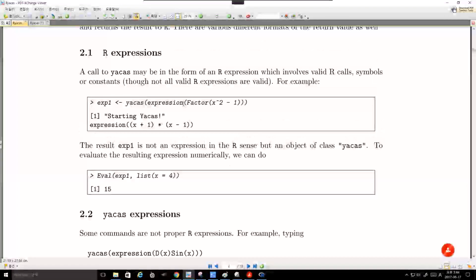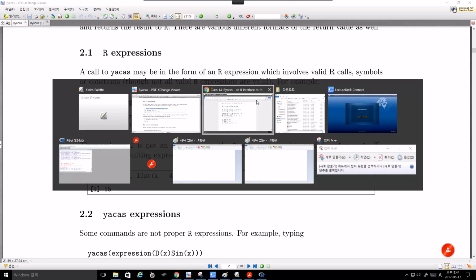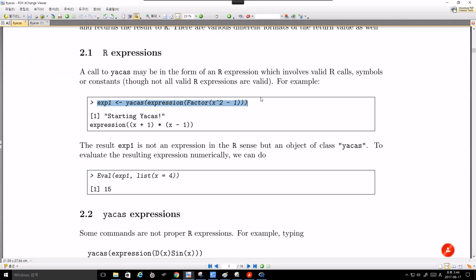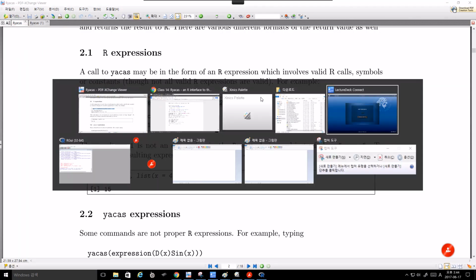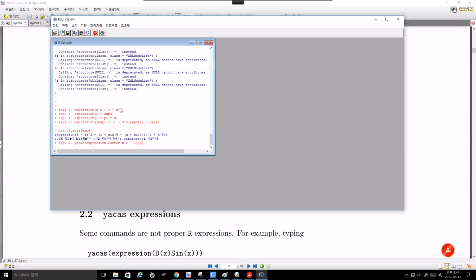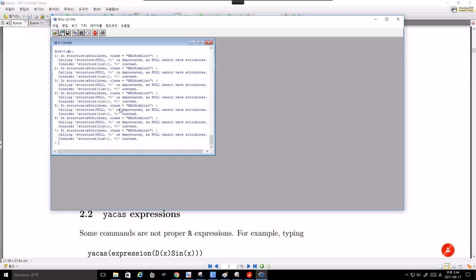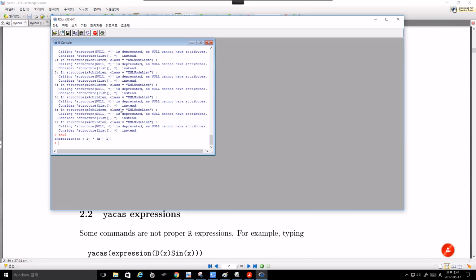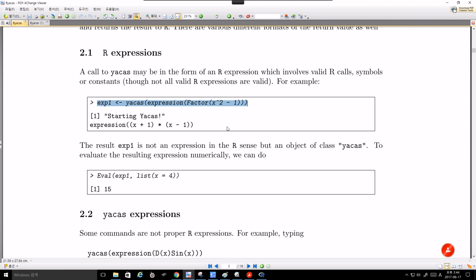Take a look. Again, factor. Expression 1, copy and paste. Then go to R and copy and paste the first line here. Then expression 1 gives x plus 1, x minus 1. It is x squared minus 1, so it is the answer.